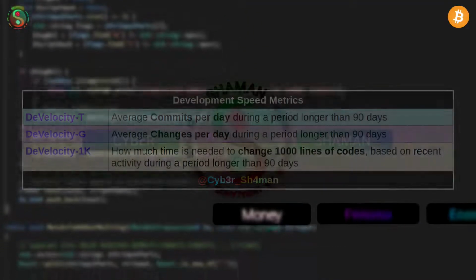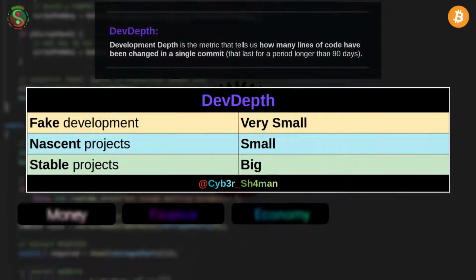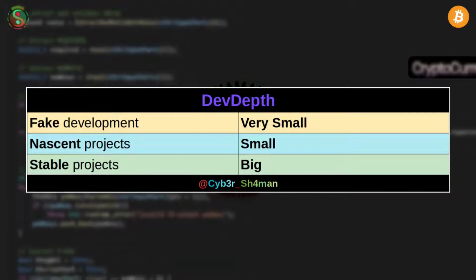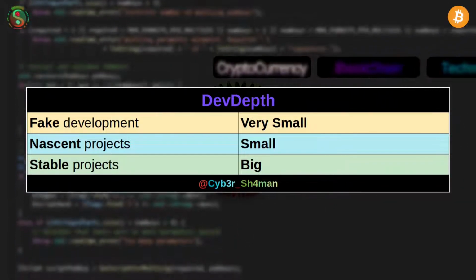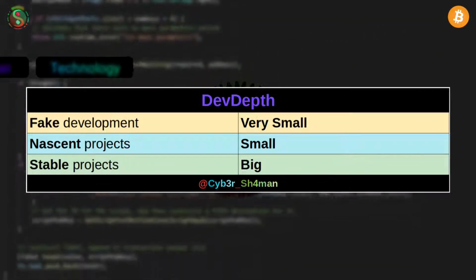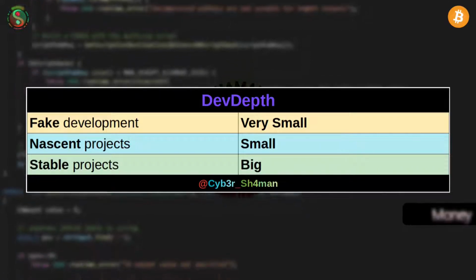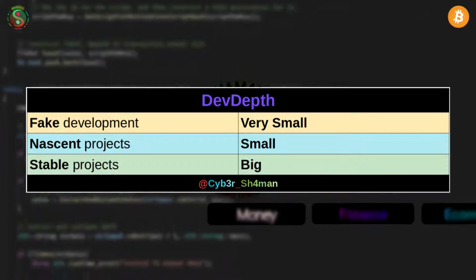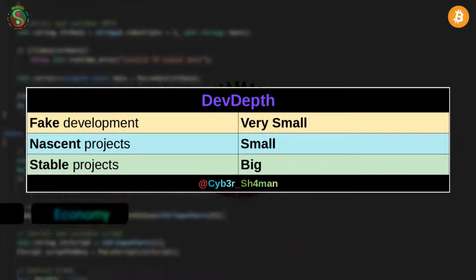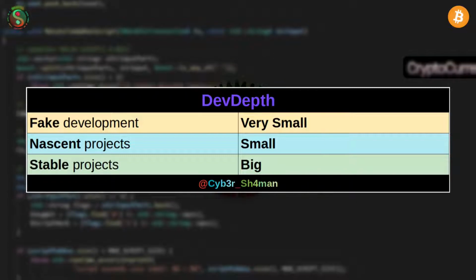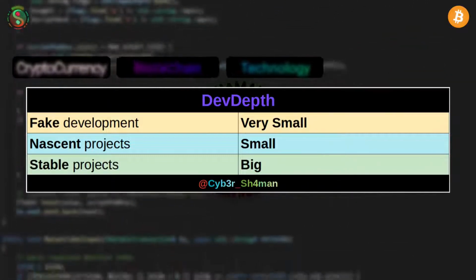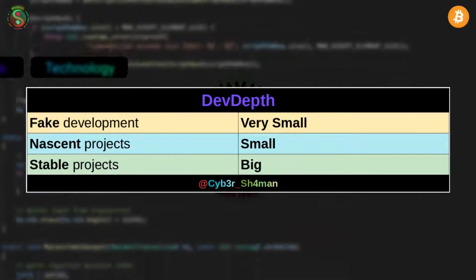Dev depth, which stands for development depth, is a metric that allows us to understand how deep a commit is on average, meaning how many lines of code have been changed in a single commit. But to calculate that, we only analyze long-lasting changes in commits. In fact, I expect this number to be very small for fake development if there are not too many nonsense leftover changes, which can be detected of course. Small for nascent projects, and bigger for more stable projects.